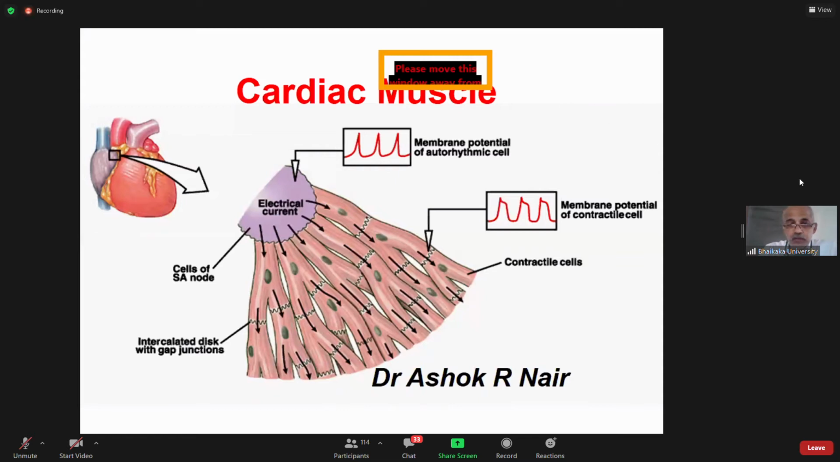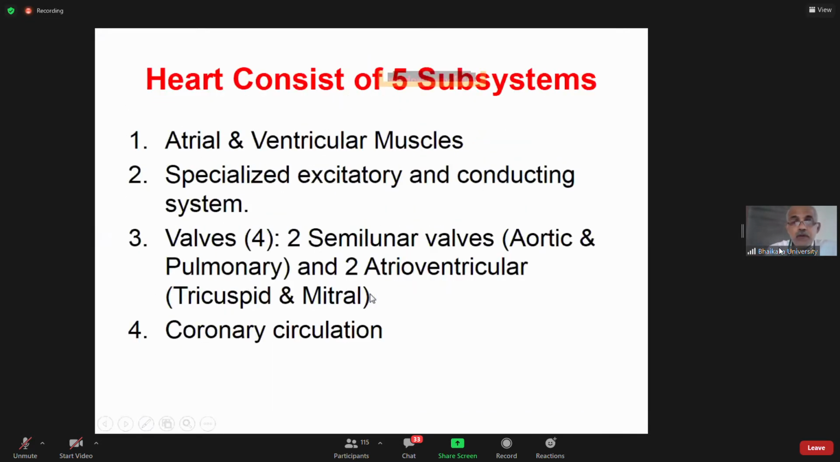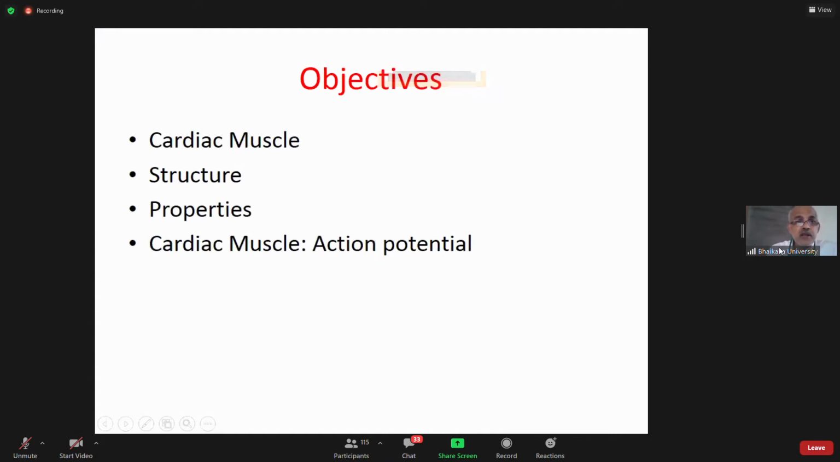So in today's class, we'll look at cardiac muscle. So basically, you need to know the structure of cardiac muscle, the properties of cardiac muscle, the type of action potential of cardiac muscle, which will be followed by generation and conduction of the impulses, and then we will take up ECG.